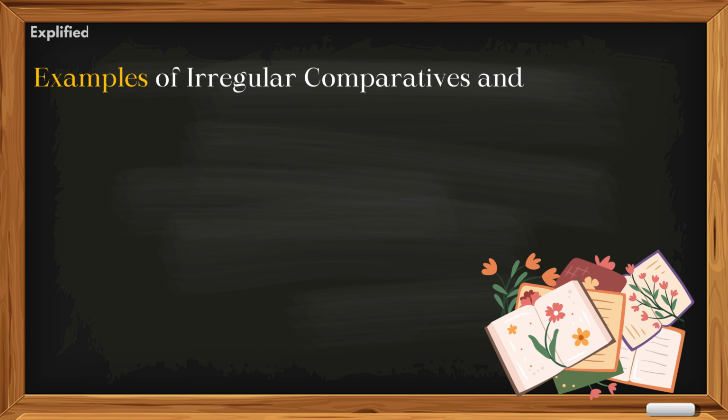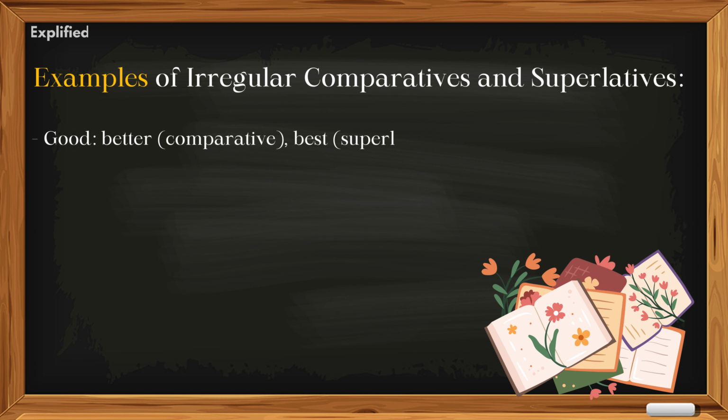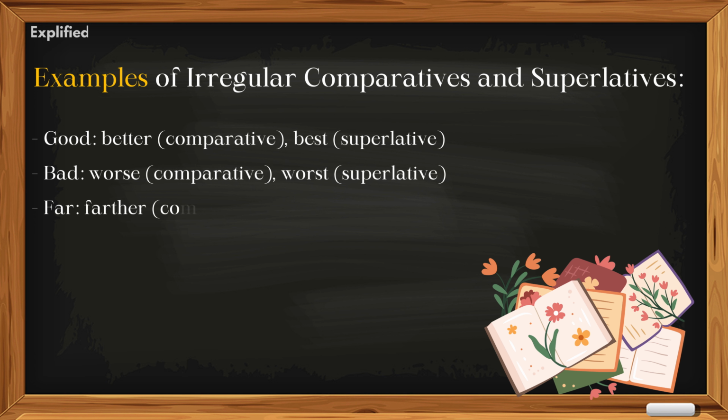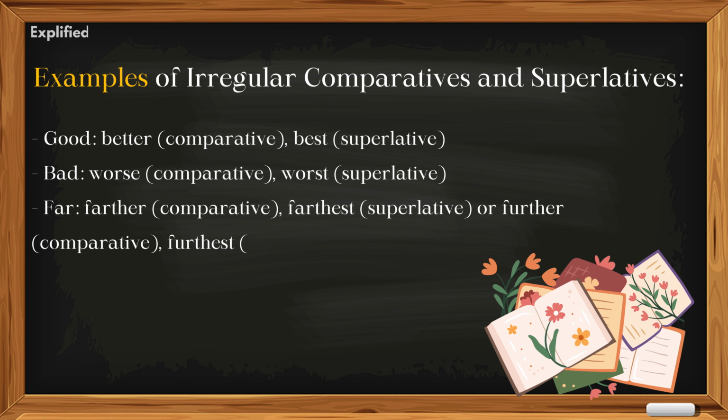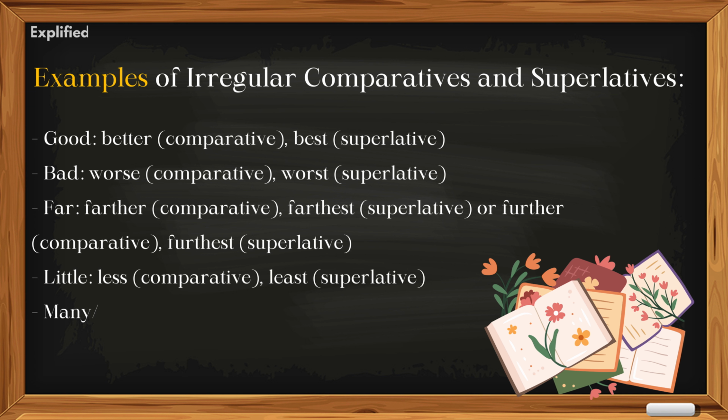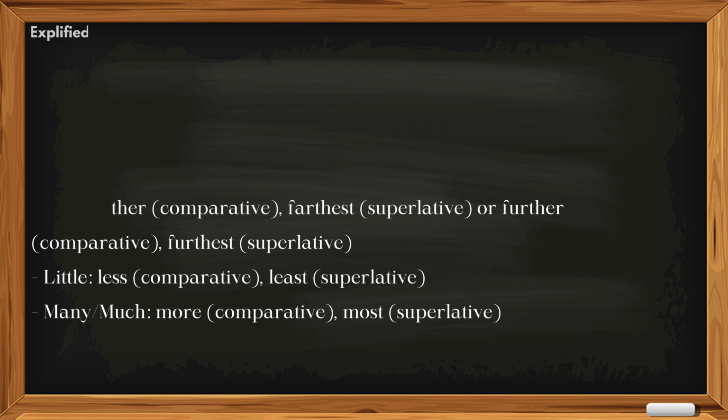Examples of irregular comparatives and superlatives: good, better (comparative), best (superlative); bad, worse (comparative), worst (superlative); far, farther (comparative), farthest (superlative), or further (comparative), furthest (superlative); little, less (comparative), least (superlative); many or much, more (comparative), most (superlative).